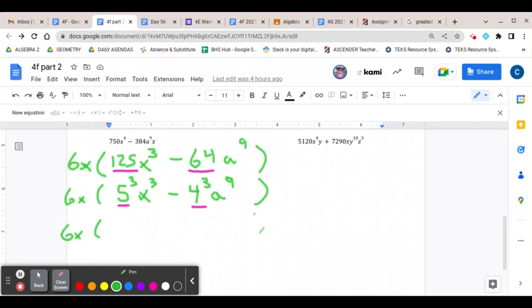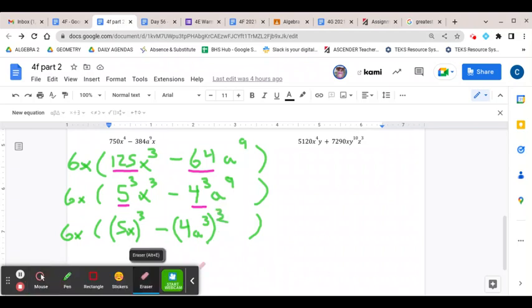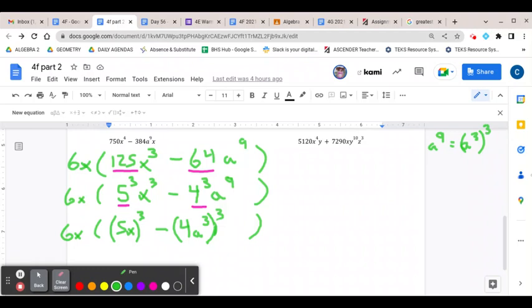Consolidate this down a little bit. 5 cubed x cubed is really just 5x cubed. 4 cubed a to the 9th is really going to be 4a cubed, cubed. Because as a side note here, a to the 9th power is just a cubed, cubed again, going from our exponent rules.